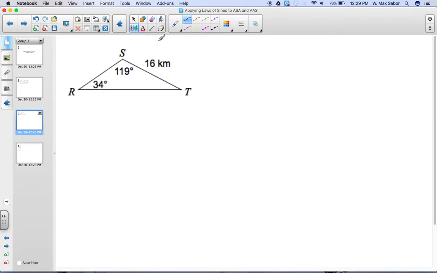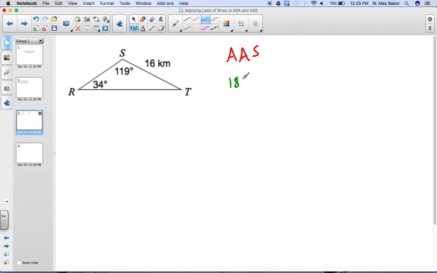So let's say we're given this triangle, and we're asked to find all the missing side and angle measures. Well, first I'm going to identify that this is angle-angle-side, because we're given two angles, and the side is not between the two angles. Now, I'm going to find the missing angle.